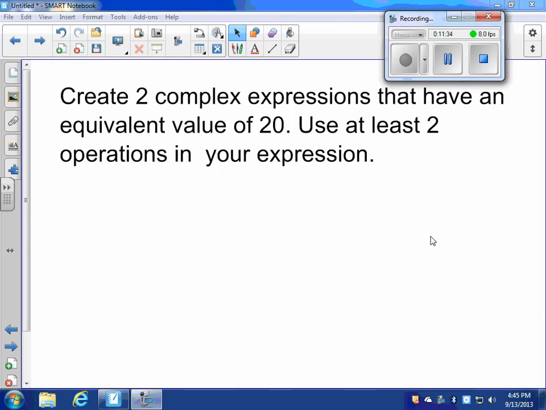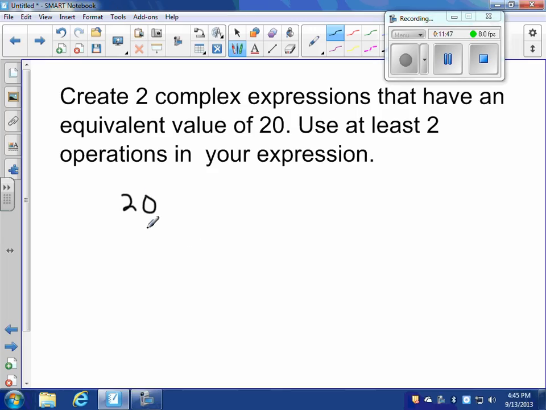Next it says create 2 complex expressions that have an equivalent value of 20. Use at least 20 operations in your expression. So I'm just going to show you the strategy that I would use. I would start off by writing 20, and then I'd say, what can I do to get to 20? Well, I could multiply 4 times 5. That's only one operation, so it's not enough. So I need to keep going. So then I could say, what could I do to get 4? So what if I did 2 times 5?